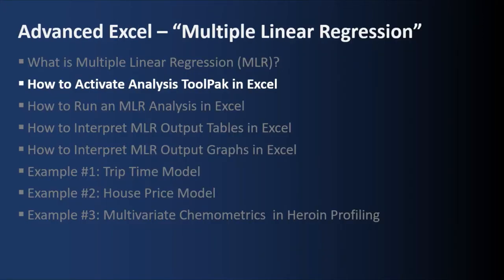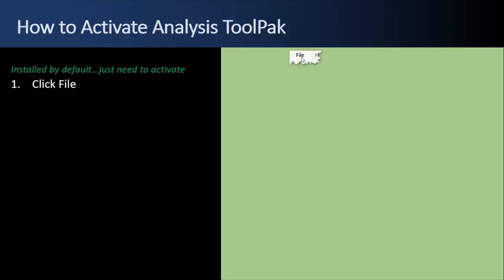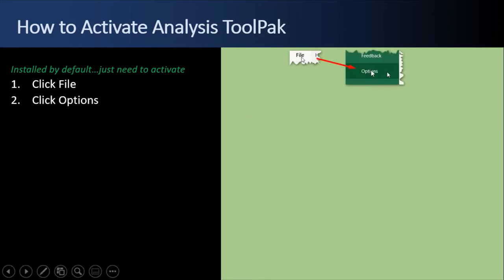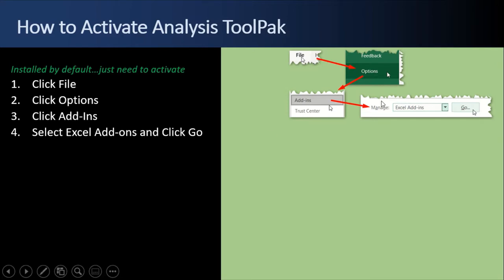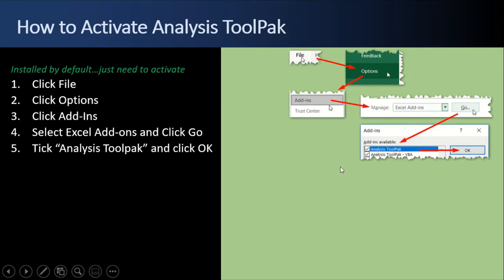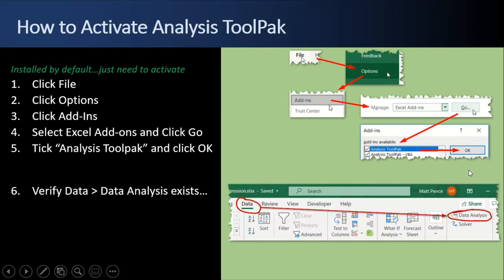Next up, how to activate Analysis ToolPak in Excel. So to get started, if you haven't already, you'll need to activate Analysis ToolPak one time, the first time on your computer, so that it's available in Excel. To do that, click the File menu, and then click the Options submenu, and then click Add-ins when that pops up, and then select from the Manage dropdown the option Excel Add-ins, and click Go. A dialog will pop up. Make sure that you tick the Analysis ToolPak checkbox and click OK.